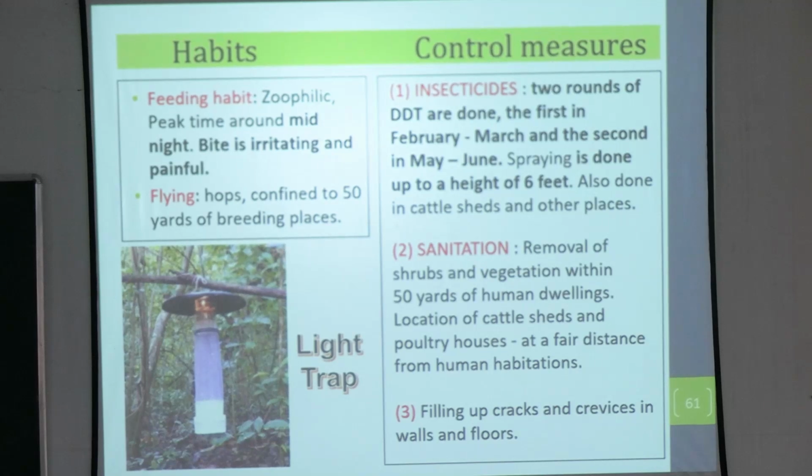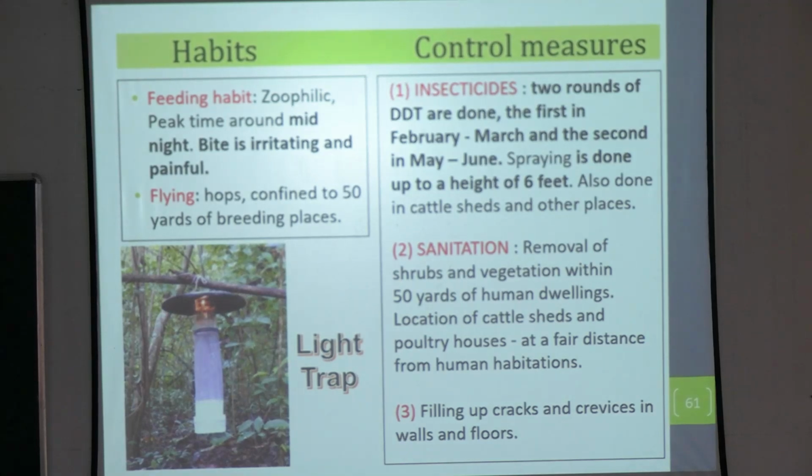Cattle should be kept 25 feet away from the house, not like that, 50 feet away. Why? Because certain types of vectors can breed there and cause vector-borne diseases. Okay? And wherever there are cracks and crevices in the walls especially, either you make it a pucca house, or you fill up the cracks on the walls and the floors. You fill up the cracks by any other means.